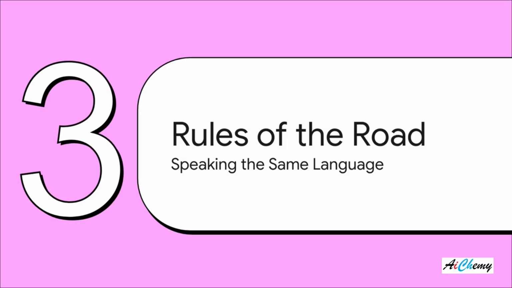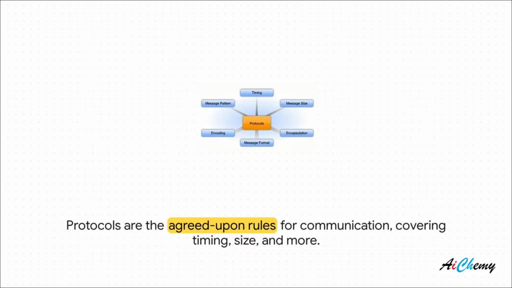Now, for this whole global game to work, with billions of devices made by thousands of different companies, everyone has to be playing by the same set of rules. In networking, we call these rules protocols. Protocols govern literally everything: the timing of messages, their size, their format, you name it. This agreed-upon rulebook is what allows a device in Japan to send a packet that a device in Brazil can understand perfectly. It's the universal language that makes a global internet possible.